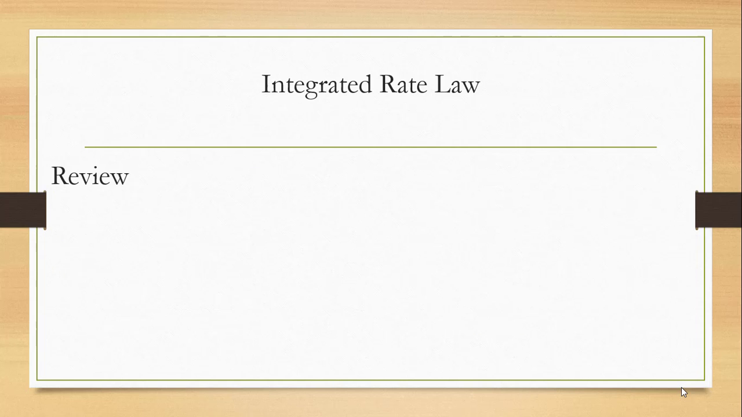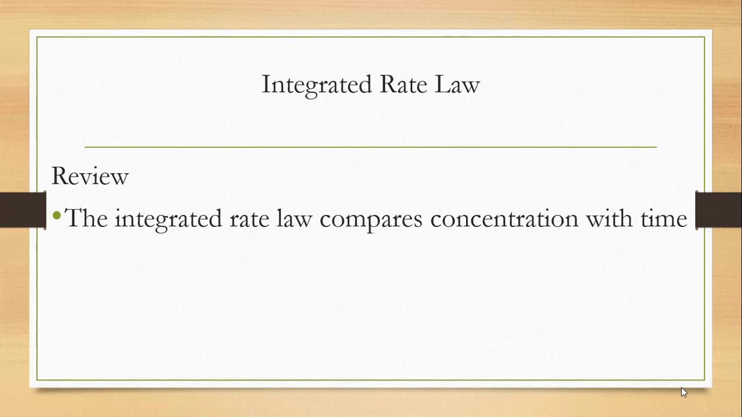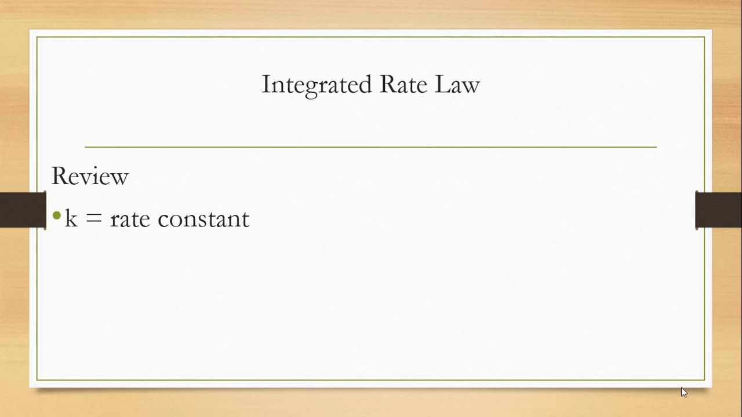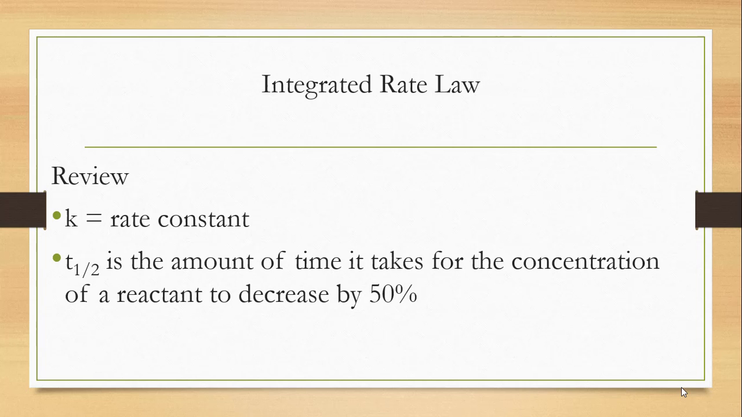So to review the integrated rate law, it will compare concentration with time. Concentration of A sub t is the concentration of A at a specific time t. Concentration of A sub 0 is the concentration at time 0, or at the very beginning of the experiment. t is equal to time in whatever unit is given. k is the rate constant, and you will need to use units with that. And t1/2 is the half-life, the amount of time it takes for a concentration of a reactant to decrease by 50%.